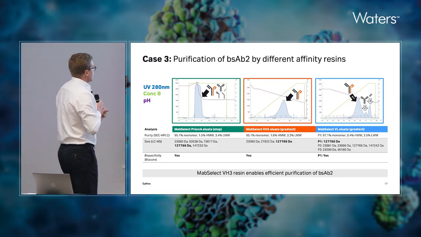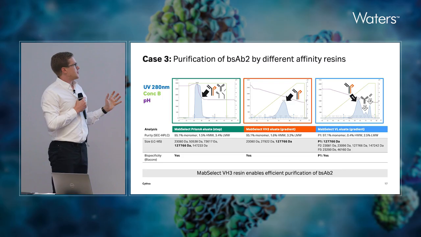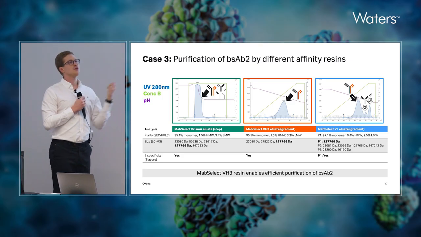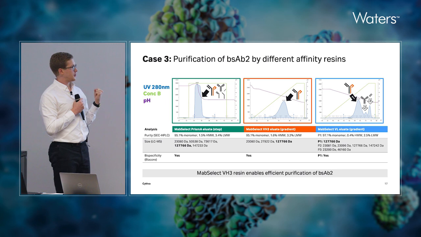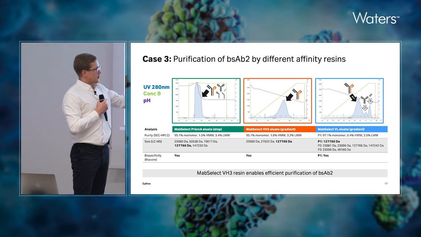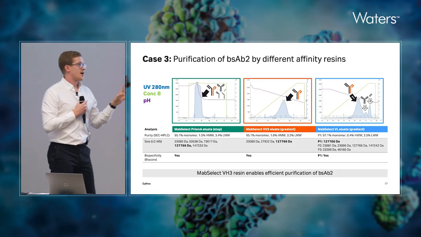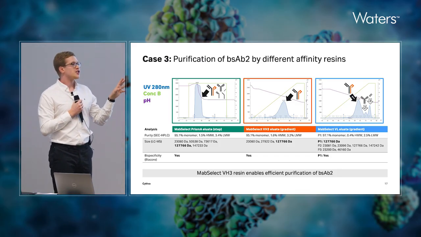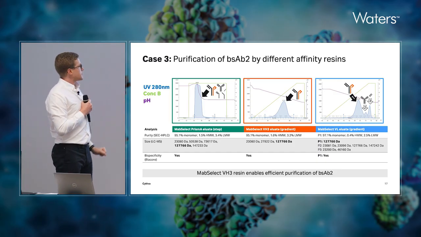So here we did capturing with MabSelect Prisma, just to see, okay, we know we're probably going to capture the most impurities with this to characterize the start material, because there's a value in doing that. And then we did a gradient elution, lowering the pH slowly with VH3 and VL, because we thought they have higher selectivity, so they're potentially going to capture fewer impurities. And this is exactly what we're seeing.